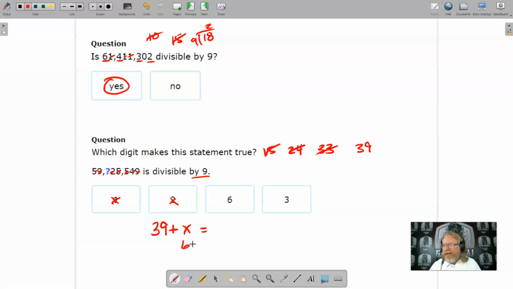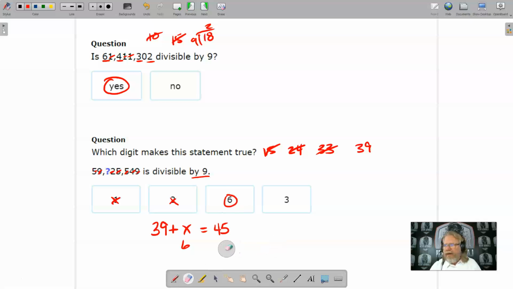What if we make this a 6? 39 plus 6 is 45. I think we have a winner. 4 plus 5 equals 9, and 9 will divide by 9. So 45 divides by 9, right? 9 times 5 is 45. So that means that 6 would work.